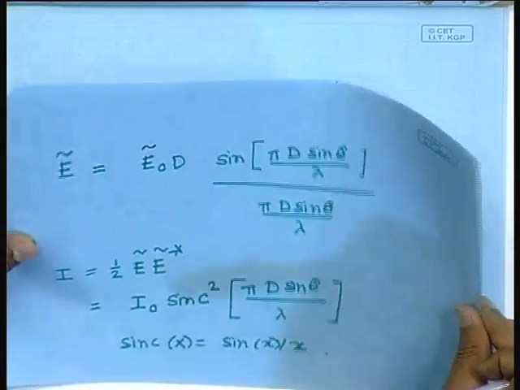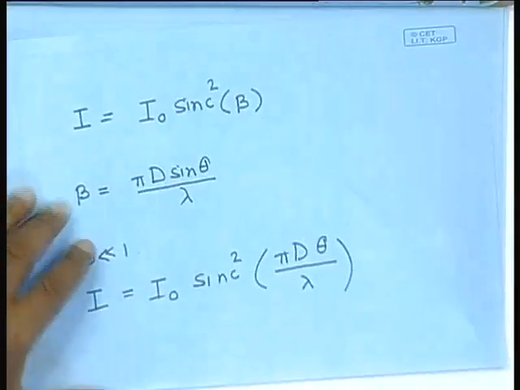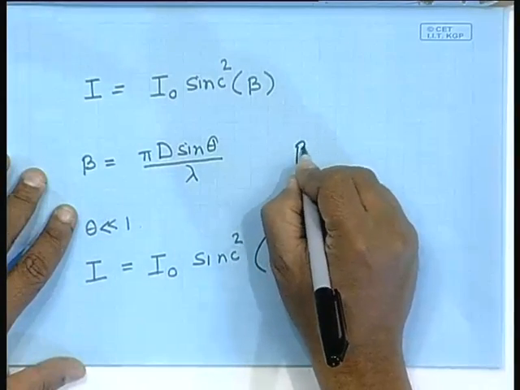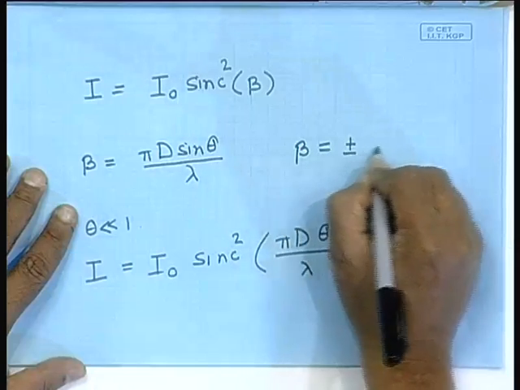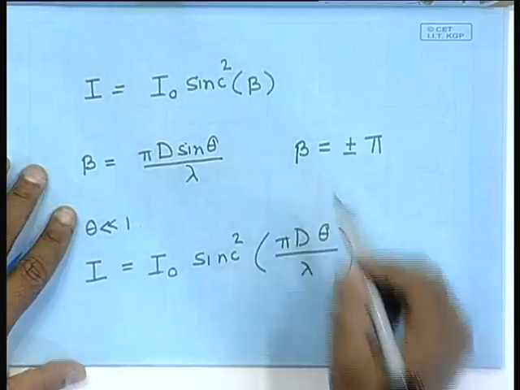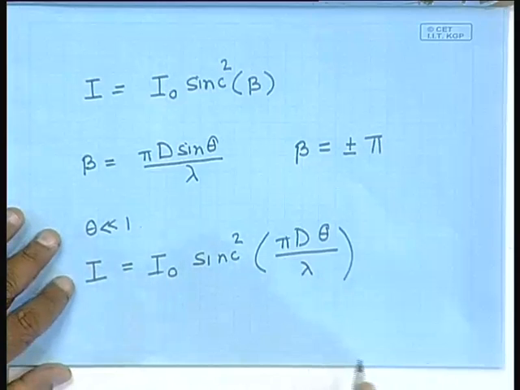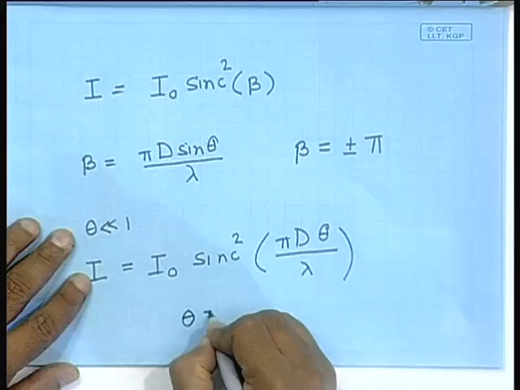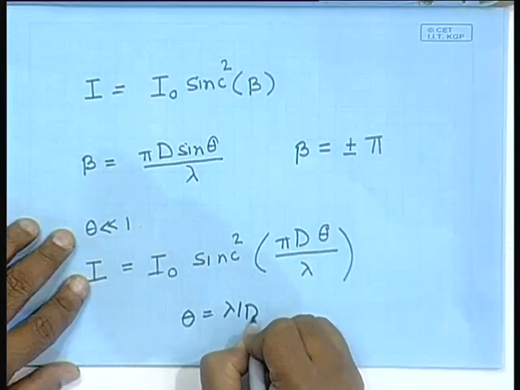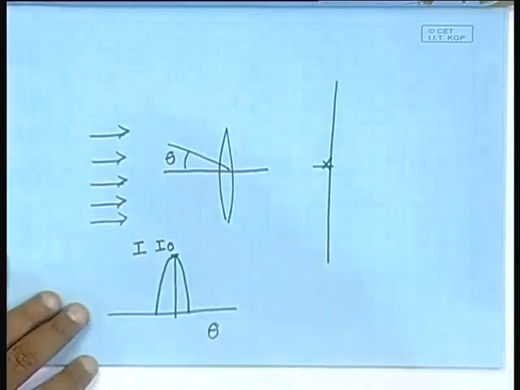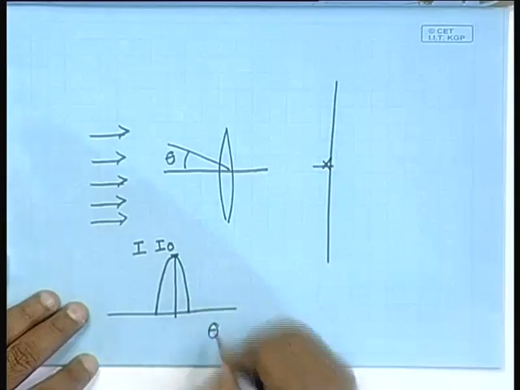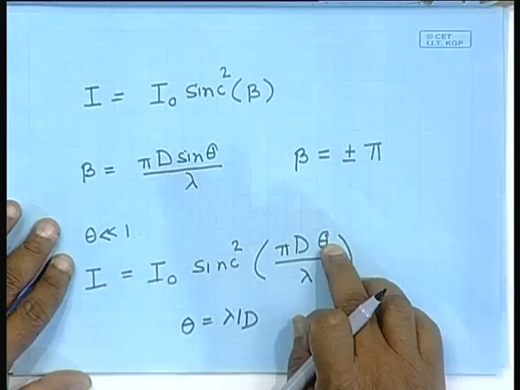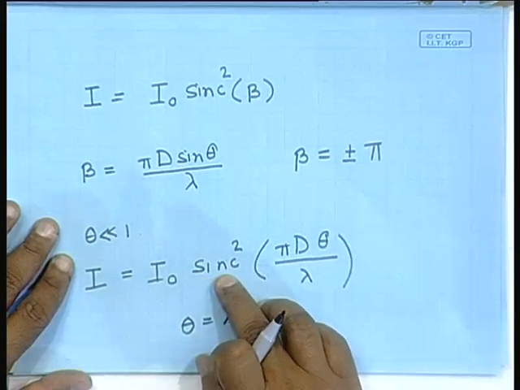and it goes to 0 when beta is equal to plus minus pi, sin pi is 0. So, sinc pi is also 0, or in this case what you have is it goes to 0 when theta is equal to lambda by d. So, it goes to 0 when theta is equal to lambda by d, and then further away as you increase theta, the value of the sinc function again rises.